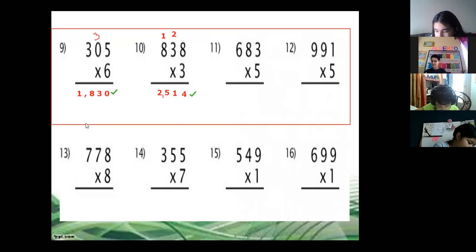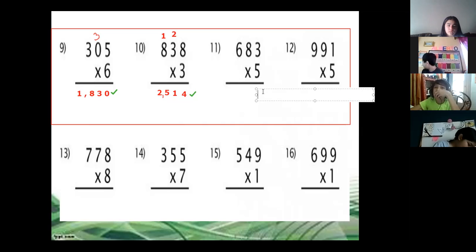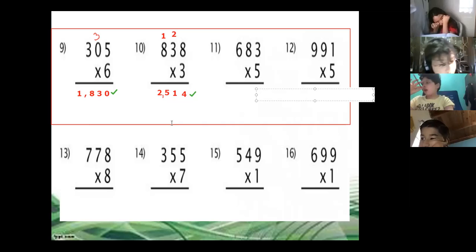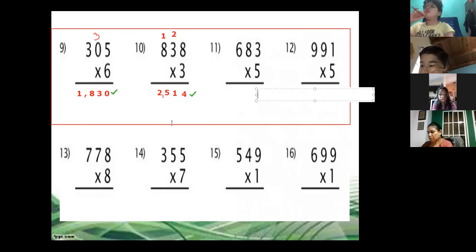Okay, Santiago Chavez, let's work together. What is the answer of 5 times 3, Santiago? No, 3 times 5. Marcelo, help Santiago Chavez. What is the answer of 5 times 3 or 3 times 5, Marcelo? 15, that's right. So we write number 5 and we regroup the 1.